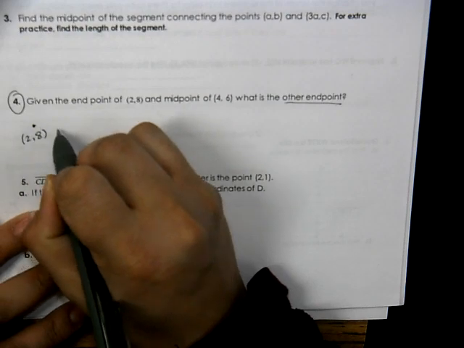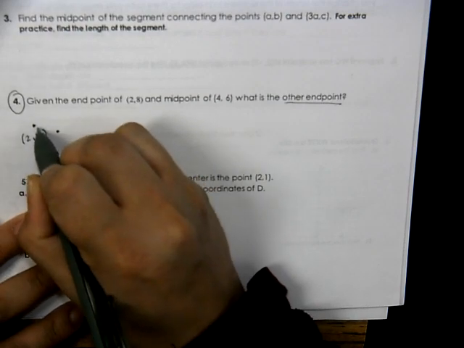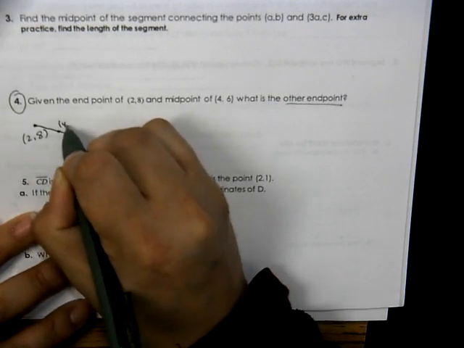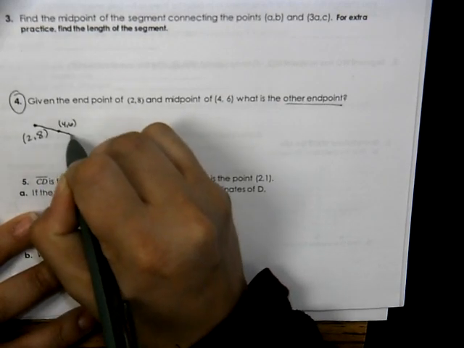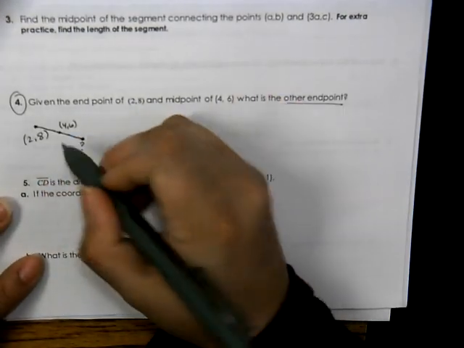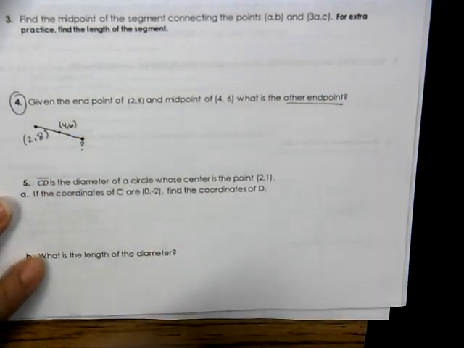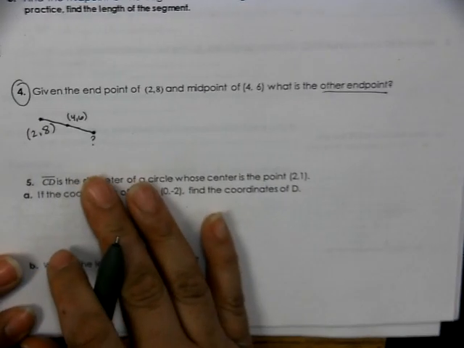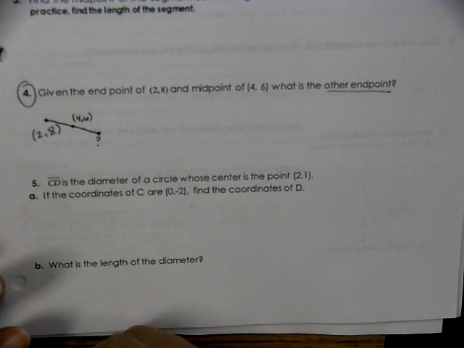And the other endpoint, we don't know where it is, but we know this is the midpoint at 4,6. So imagine if it was like this. We don't know what this endpoint is. So you know this endpoint, you know the midpoint, you don't know this point. So here's a couple of different ways that you can solve this. The easiest is actually with a table.